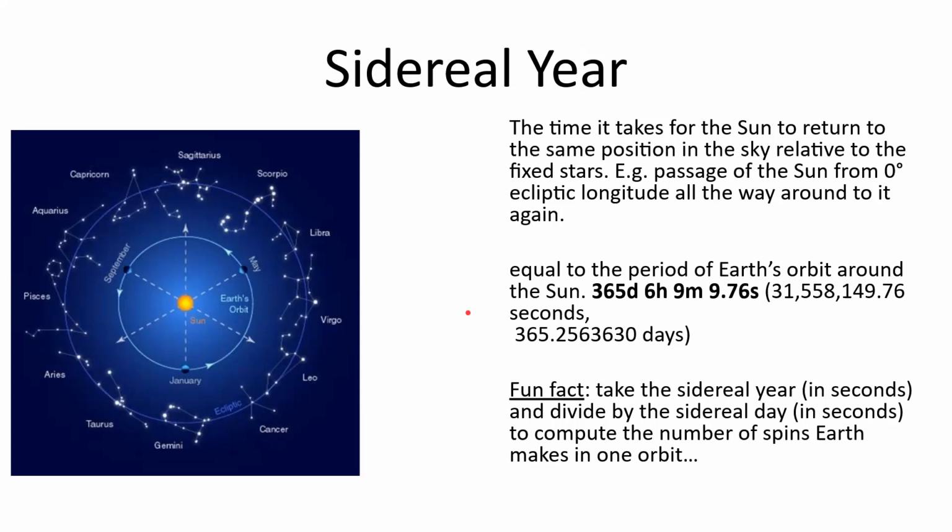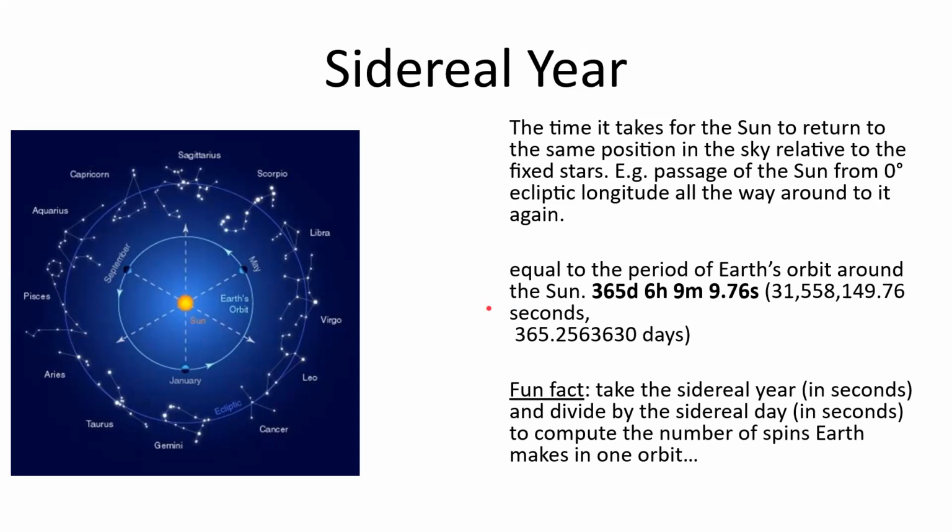One of the things that's kind of fun to figure out is how many spins you suppose the Earth makes in one orbit around the sun. And you might look at this number and say, well, it's 365 days, so it must make 365 spins, right? Well, let's just calculate it.